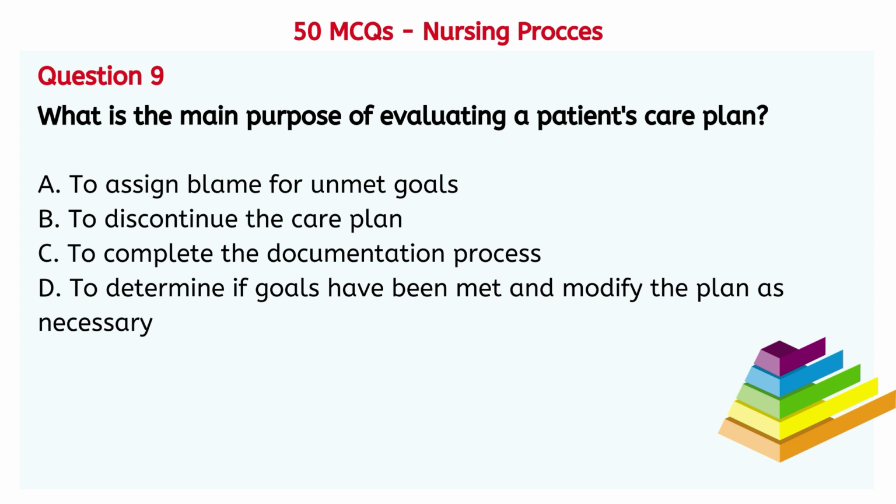Question 9. What is the main purpose of evaluating a patient's care plan? The options are: A. To assign blame for unmet goals. B. To discontinue the care plan. C. To complete the documentation process. D. To determine if goals have been met and modify the plan as necessary.